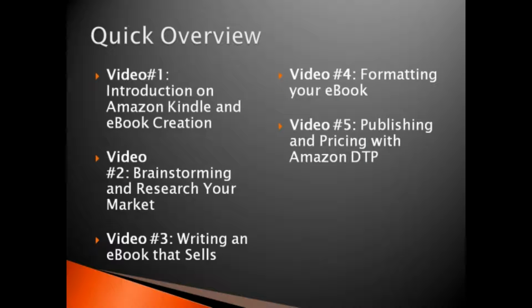Video number 5, of course, after you format your ebook, you should have your ebook ready to go, which means in video 5, you're ready to publish and price it with Amazon DTP. Amazon DTP is, I believe, digital something platform. I forgot what the acronym means, but essentially it's the same thing as publishing it on Amazon Kindle. A very, very easy process to implement, and I'll show you that in that particular video.